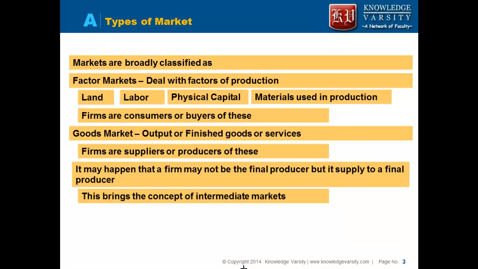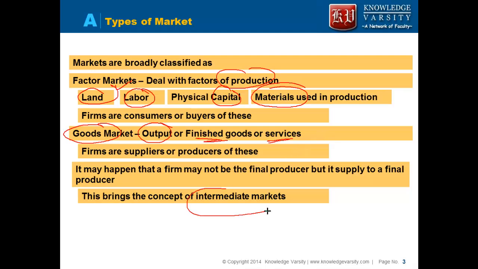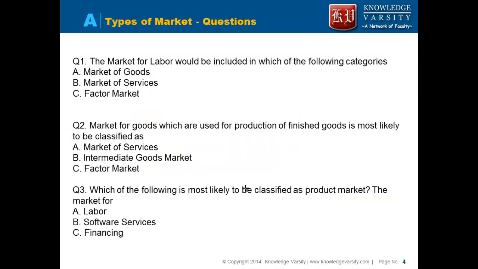Let us do a quick recap of the reading number 1 that we have studied. We have seen the different types of markets. There are factor markets, which deal with the factors of production like land, labor, capital and the raw materials. Then you have a goods market, which is the output or the finished goods or services. Note that there can be an intermediary also, so there can be a concept of an intermediate market.